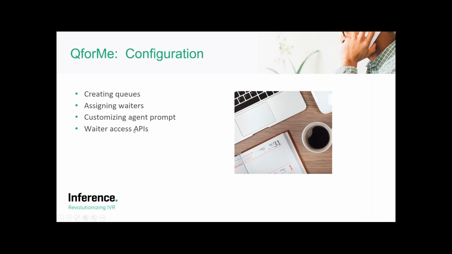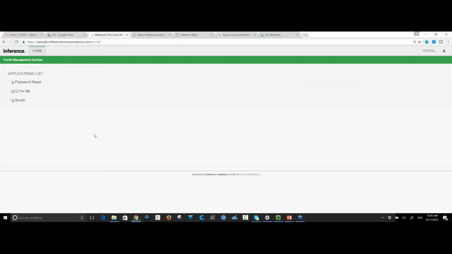The other thing you can do within QforMe is customize exactly what the agent will hear when they receive a call, which is actually a QforMe waiter, which is waiting on behalf of a customer, as opposed to the customer themselves. So you still receive a call just like you would as if the caller was in the queue, but instead it's an automated call, and you can customize what that experience sounds like for your agents within the contact center environment.